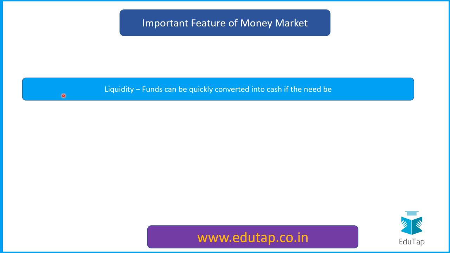So the first important thing to know is what is the most important feature of money market which differentiates it from other markets. As I told you, money market is basically for short-term debt, right? Therefore, the most important feature of money market is liquidity, that you can quickly convert your funds into cash if the need arises. This is the most important part of the money market instruments, right guys?